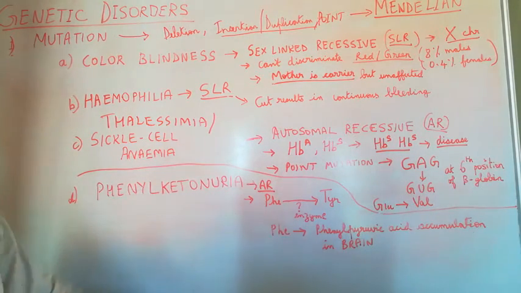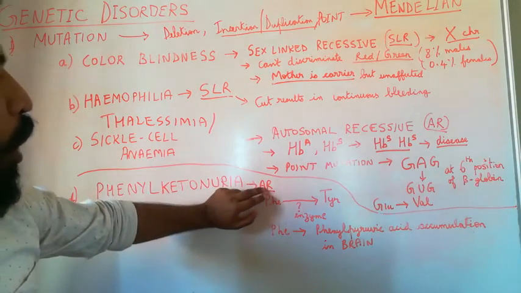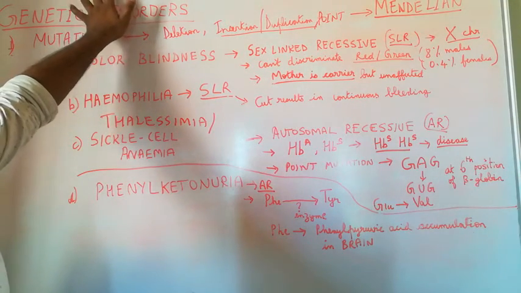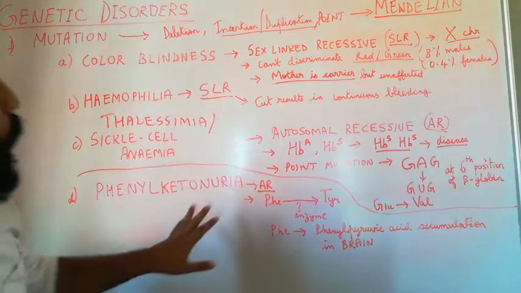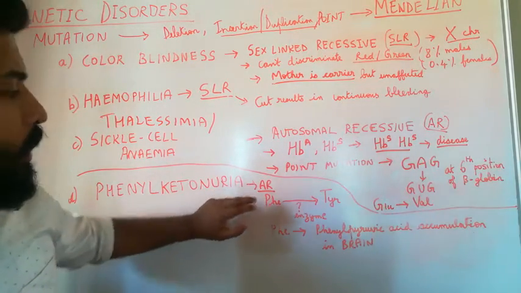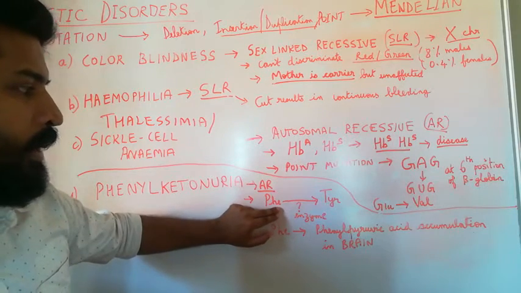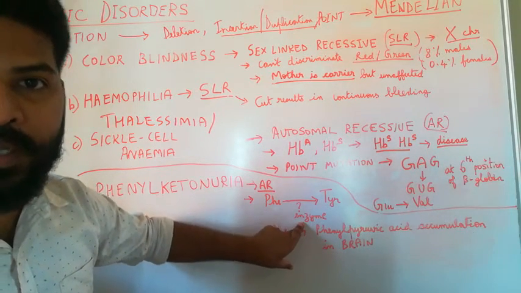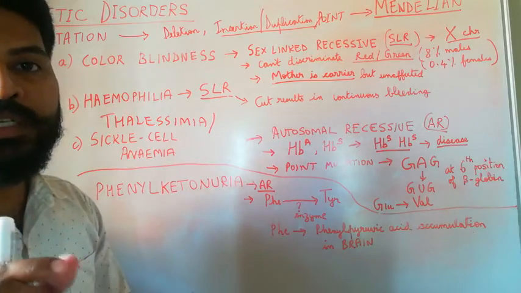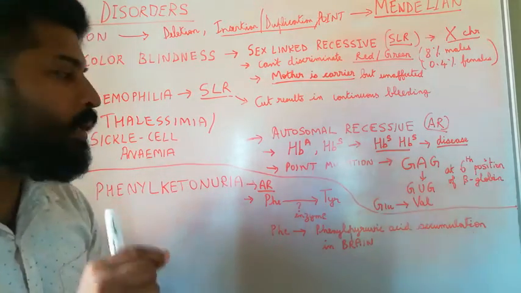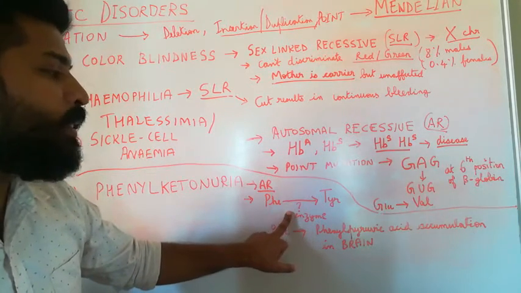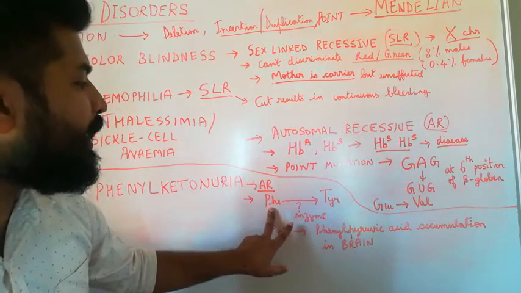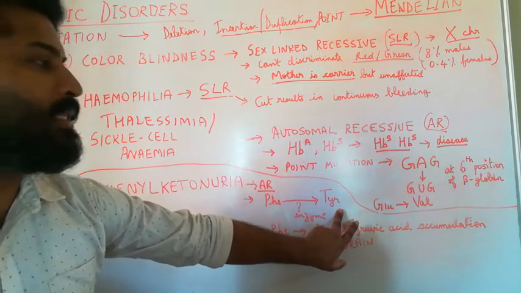The last type of disorder, which is also an example of an autosomal recessive disorder, is phenylketonuria, about which we studied in the pleiotropic phenomenon. In phenylketonuria, the amino acid phenylalanine needs to be converted into tyrosine with the help of an enzyme, phenylalanine hydroxylase. But because of a mutation in the gene responsible for the production of this enzyme, the enzyme is non-functional.